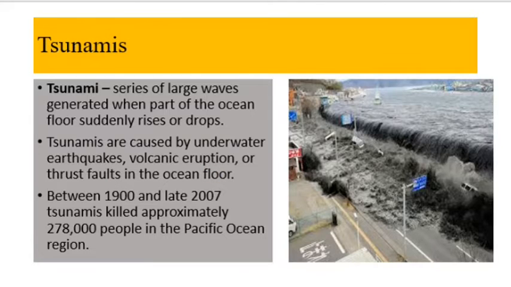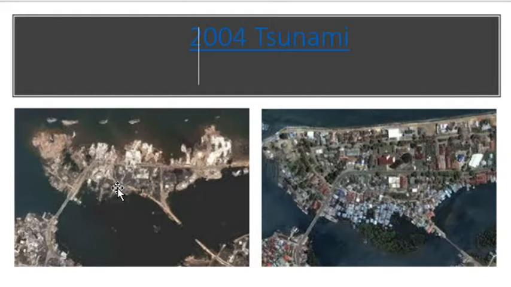So, tsunami. Tsunami is a series of large waves generated when part of the ocean floor suddenly rises or drops. Tsunamis are caused by underwater earthquakes, volcanic eruptions, or thrust faults in the ocean floor. So, between 1900s and late 2007, maraming napatay si tsunami sa Pacific Ocean. So, ito yung nangyari noong 2004, yung malapit sa Indian continent and Indonesia. Yan. Ito yung before, ito yung after the incident.